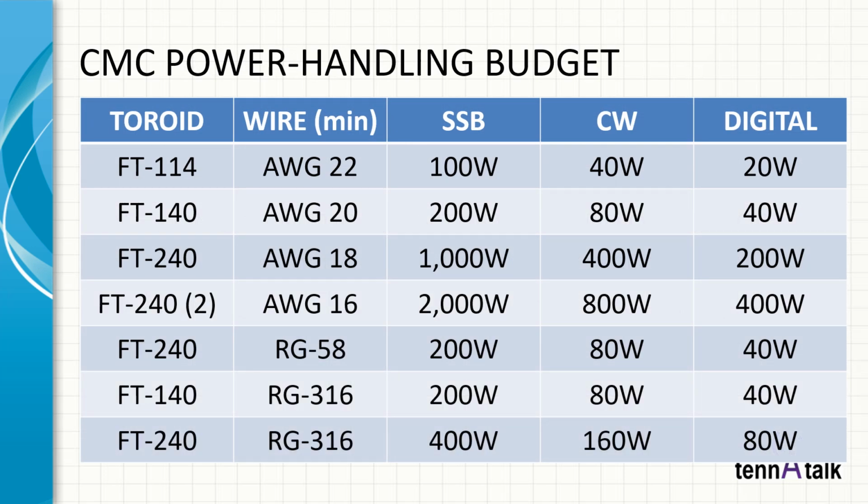So here's a quick chart of the common mode choke power handling budget. On the left-hand side we have different size toroids, in combination with different size wires, and even different size coax. And we have 3 columns: one for sideband, one for CW, and one for digital. Notice that these are derated for the digital and the CW because the duty cycle of on time versus off time is much higher than for sideband.